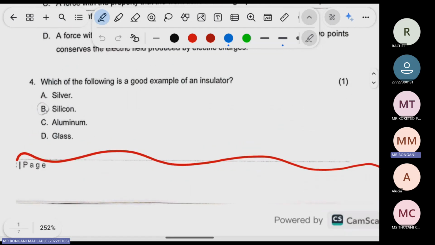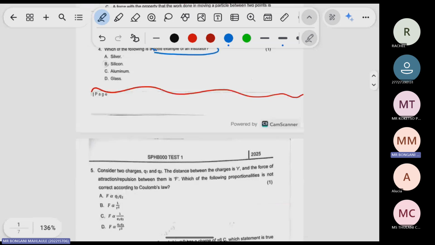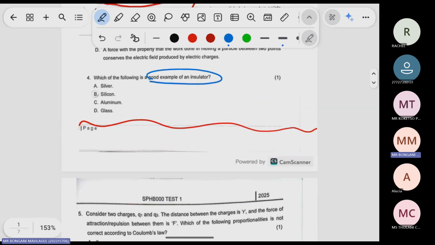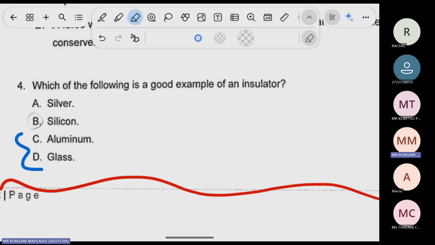Let's move. Number four, which of the following is a good example of an insulator? So which one are you guys going to choose there? We've talked about the examples of an insulator. It's aluminum, isn't it? I don't know. Is it aluminum or glass? Between the two, I think, which one is a good example?